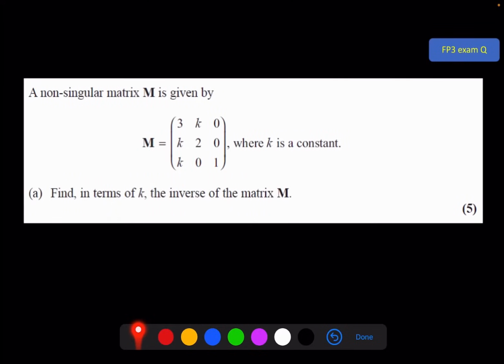Hello and welcome to video 4 of the FP3 chapter Matrices. On the screen is a very long starter question. If you've got time, pause the video and give this a go. But I will not go through it in this video. What I'm going to do instead is show you the mark scheme.